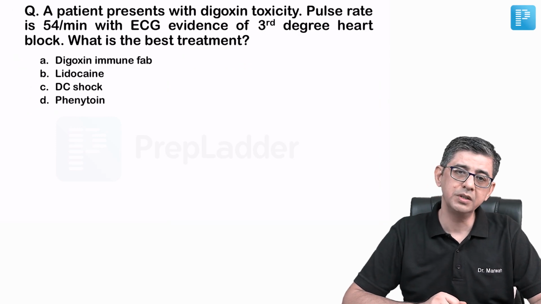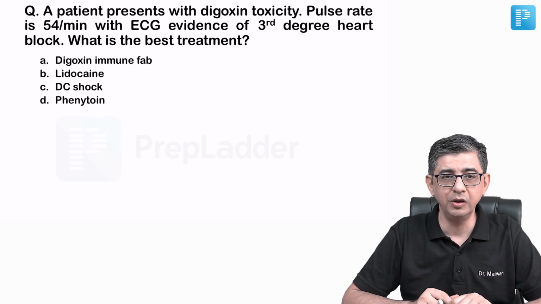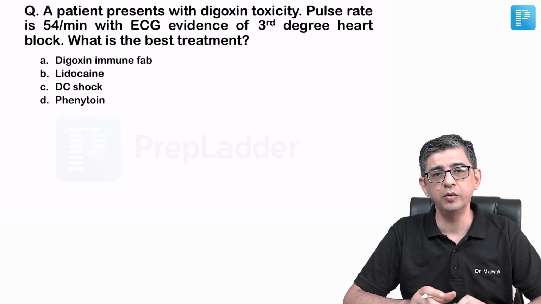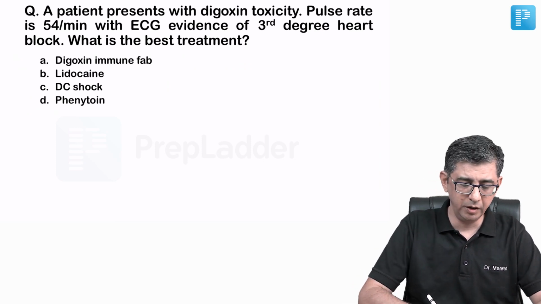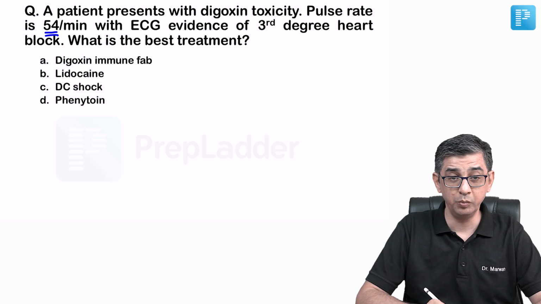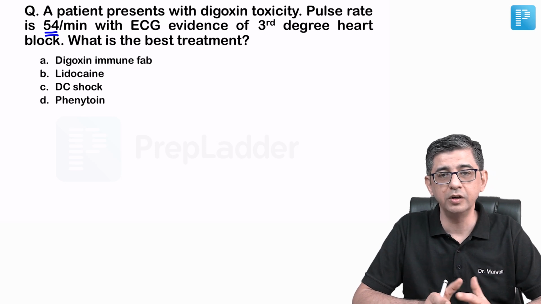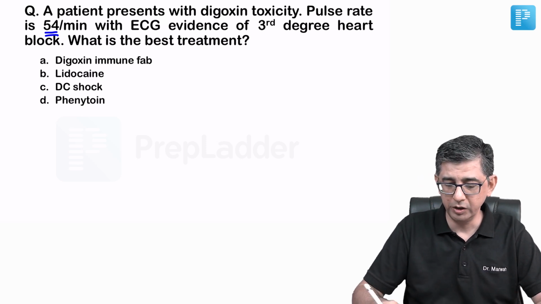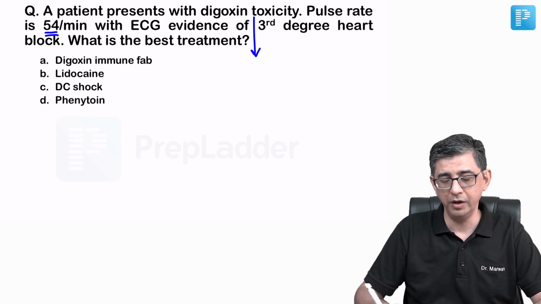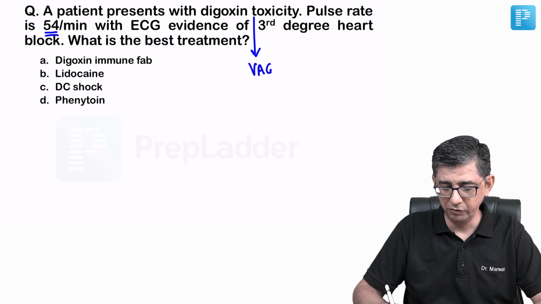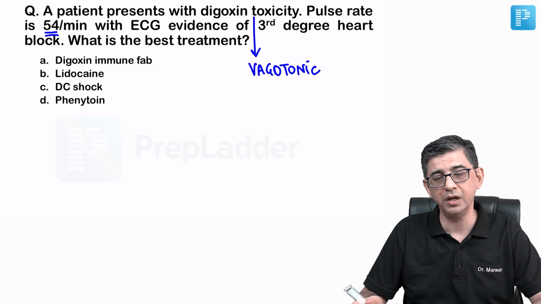The subsequent question said a patient presents with digoxin toxicity. The pulse rate was 54 per minute. I did ask a lot of people, and that looks to be a little, I would say, on the higher side of what it should be, because there was ECG evidence of a third degree heart block. Now, what digoxin toxicity is causing is simply that it is causing the vagal discharge to increase, because you very well know digoxin has a vagotonic action.